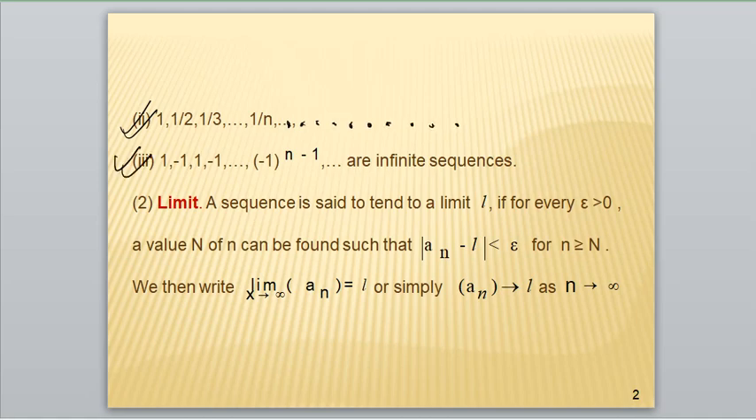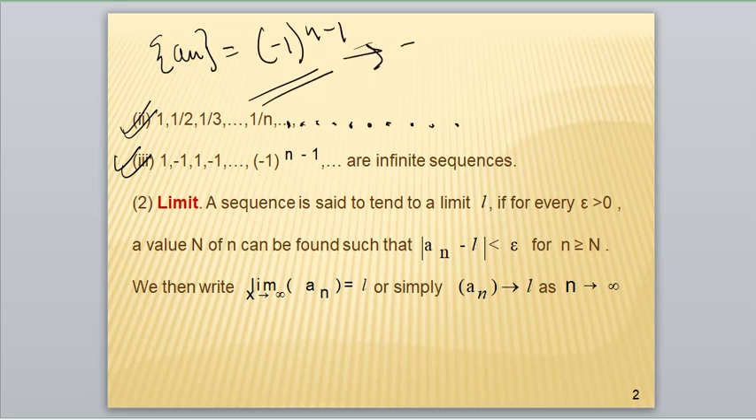Now look at this sequence. Let's say an is equal to minus 1 to the power n minus 1. This type of sequence will oscillate. Sometimes it will give you minus 1, then 1, again minus 1, again 1. But that's not the basic point over here, oscillatory or not. We are talking about infinite sequences. No matter minus 1, 1, minus 1, 1, it will still continue until infinity. I hope you all are understanding.